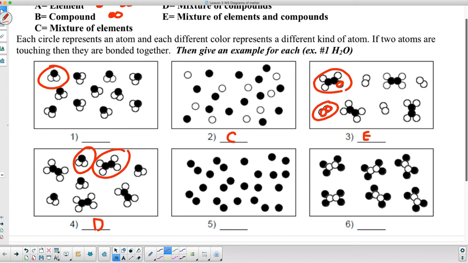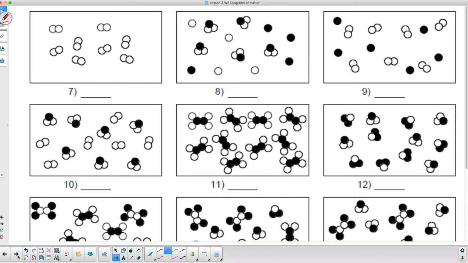Okay, so we know it's a compound when it's different types of circles that connect with each other. They must be touching. You can still have an element, like you see here, where you have two things touching, but they have to be the same thing that's touching. I'm not going to do this whole worksheet for you. I want you to see if you can figure out, as we continue on here, from 7 through 15, if you can get all of those.